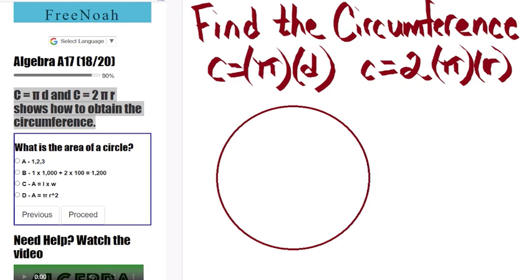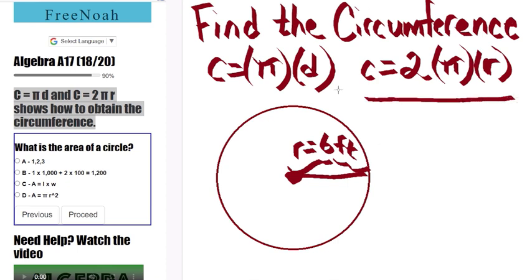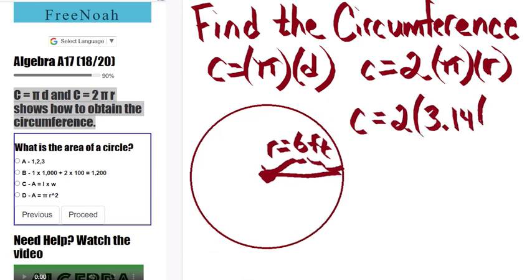R stands for radius here. So let's draw a circle here. We're going to draw our fixed center, and we're going to have a radius of 6 feet. Alright, let's use the first equation here. 2 times pi times radius. And in this circle here, it's 6 feet. So we just replace the r with the 6 here, and we'll begin our calculations.